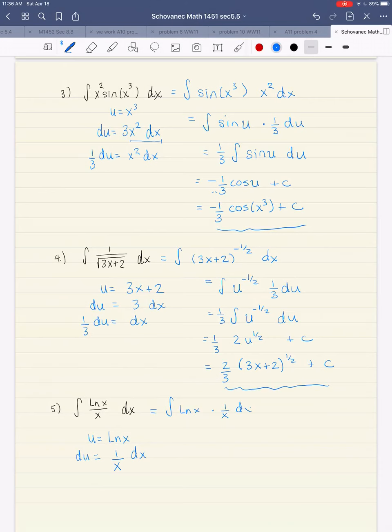Let me separate these terms. I've got the natural log of x times 1 over x dx. So I have exactly what I need. Here is the u, here is the du. So we're integrating u to the first power du. Just your basic power rule. You get u squared over 2 plus c. And u was the natural log of x.